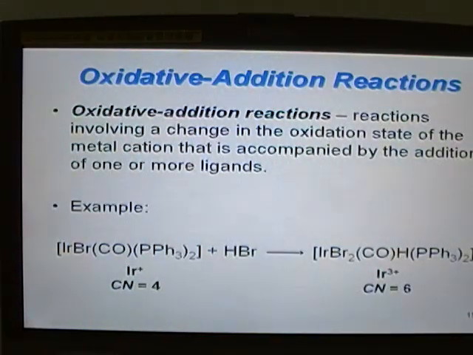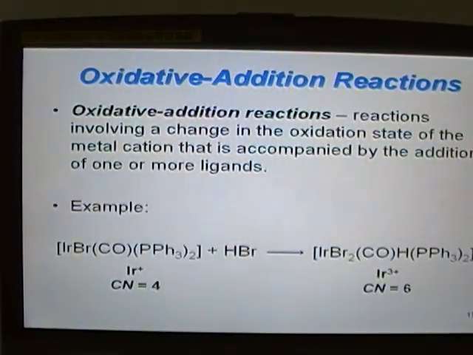So let's talk about the next type of reaction, which is a subtype of oxidation reduction reactions, specifically known as oxidative addition. This is a reaction that involves a change in the oxidation state of a metal cation due to the addition of one or more ligands.